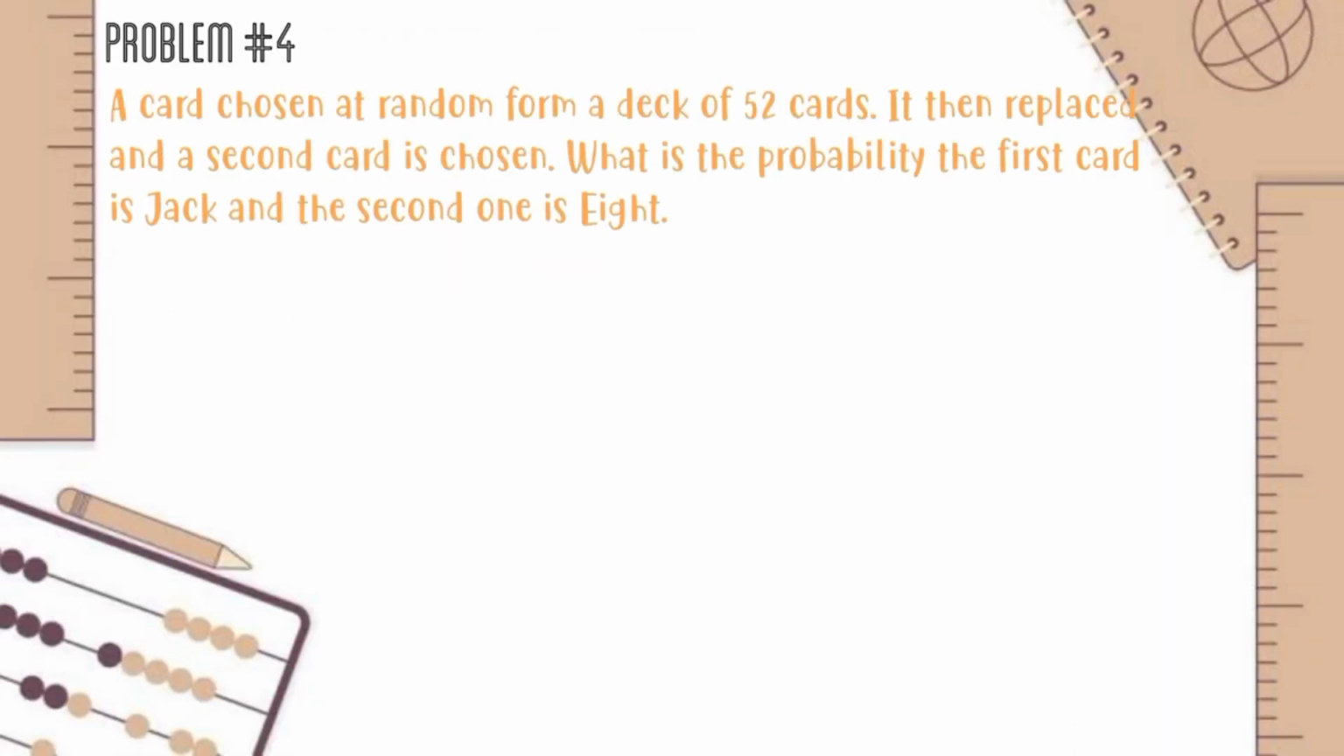Problem number 4. A card is chosen at random from a deck of 52 cards. It is then replaced and a second card is chosen. What is the probability that the first card is Jack and the second one is 8?